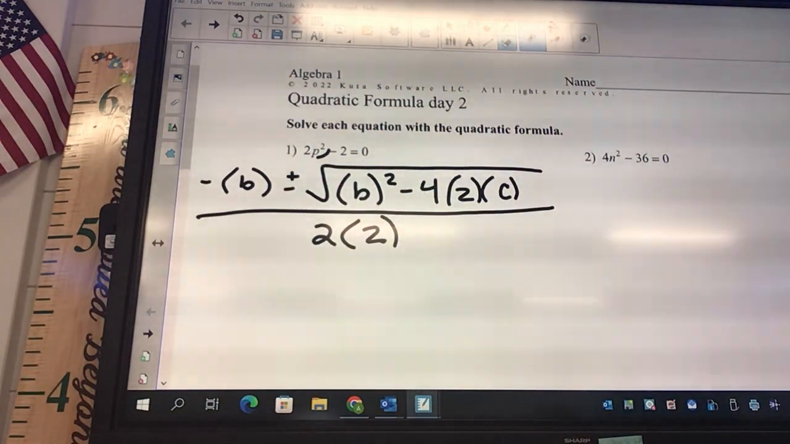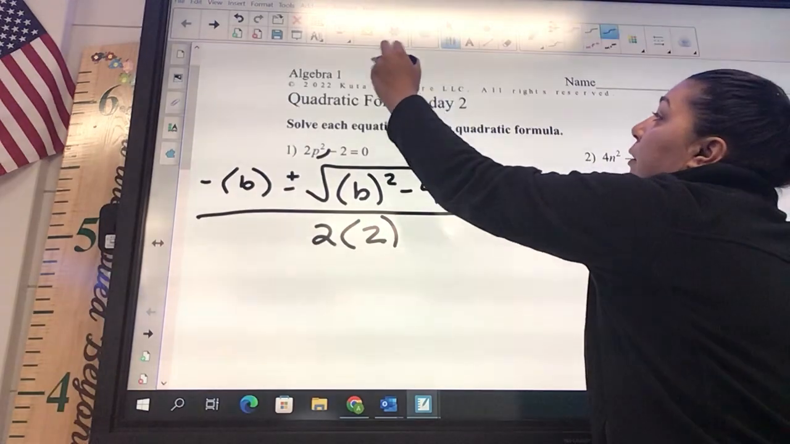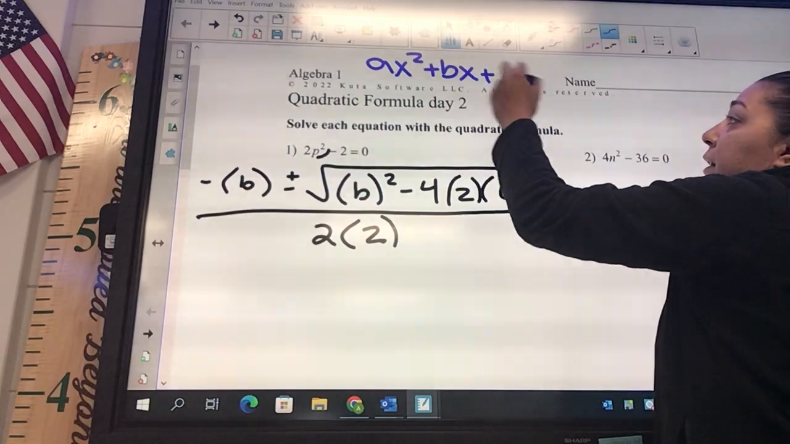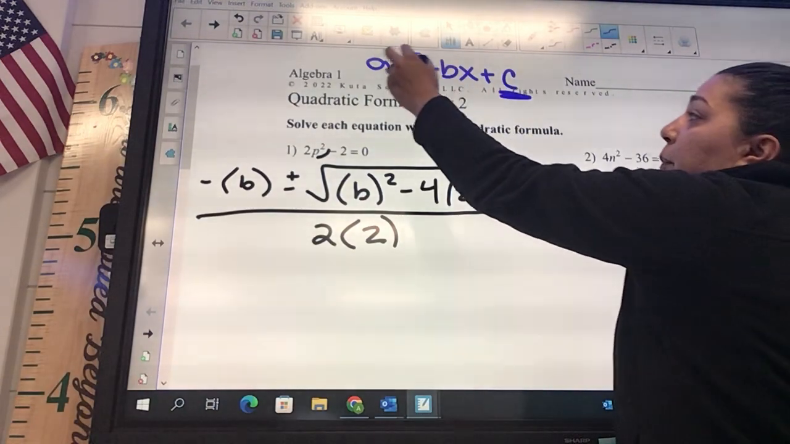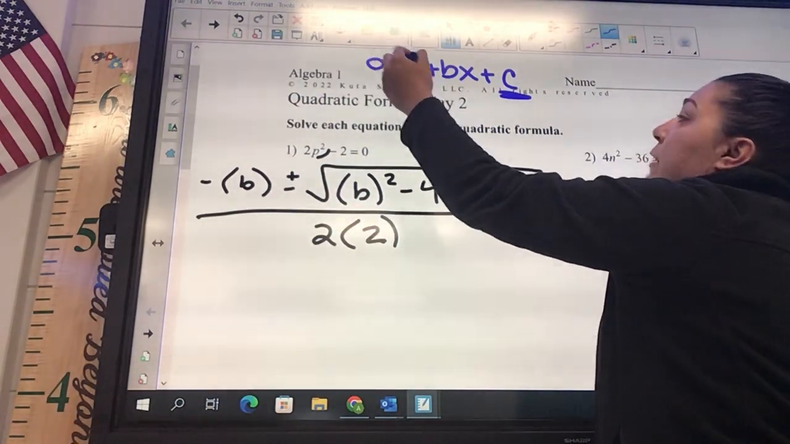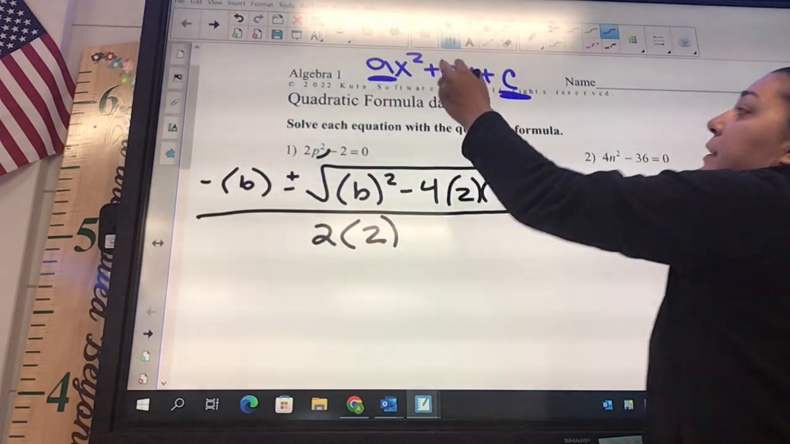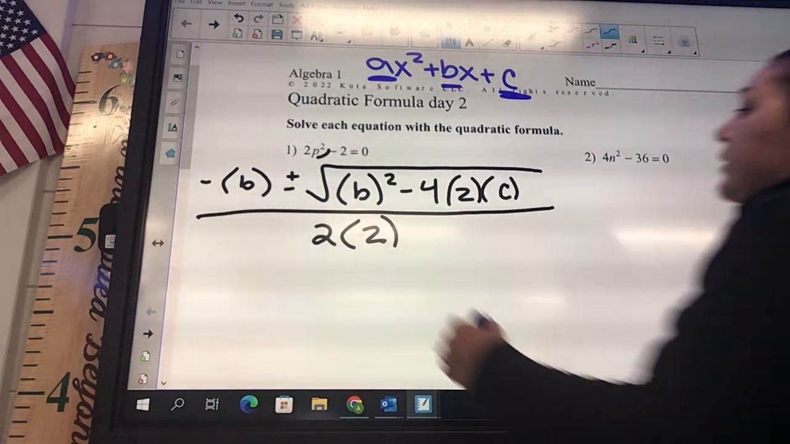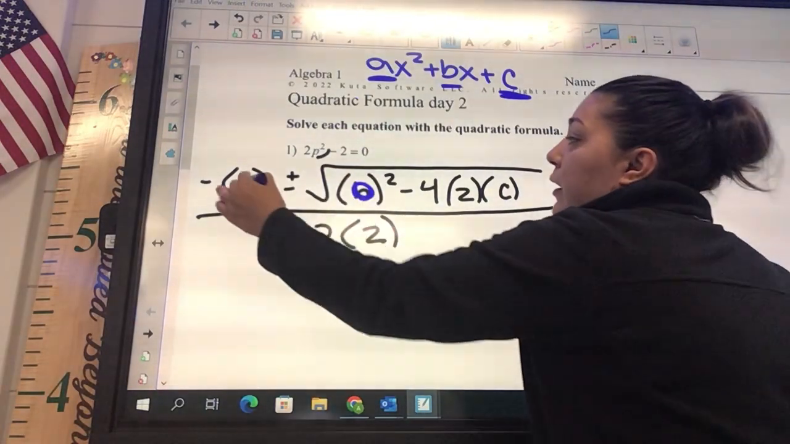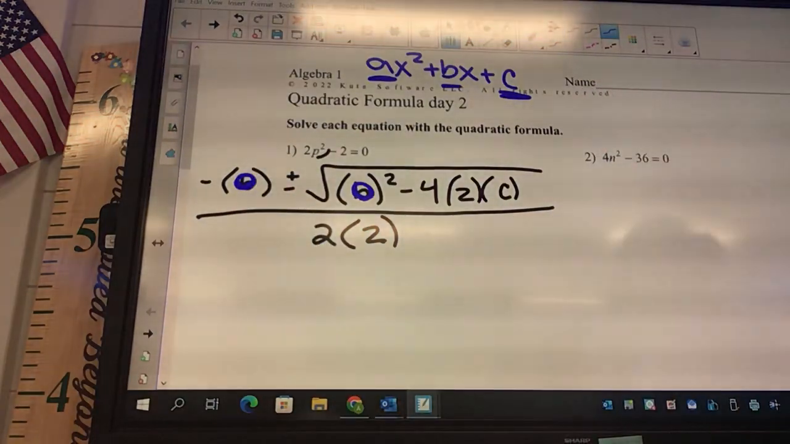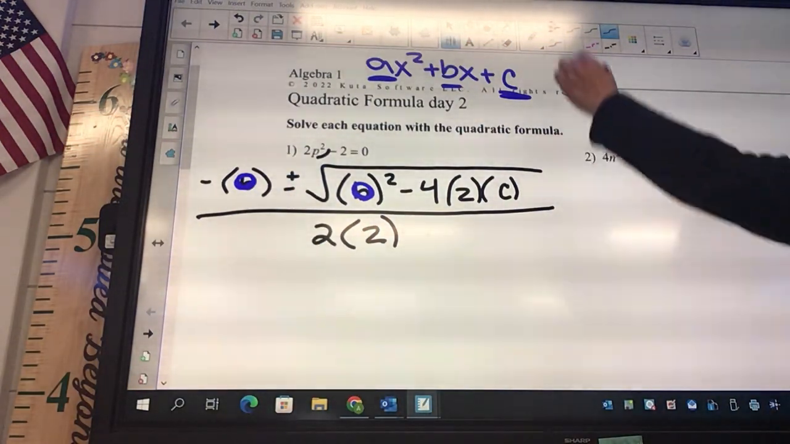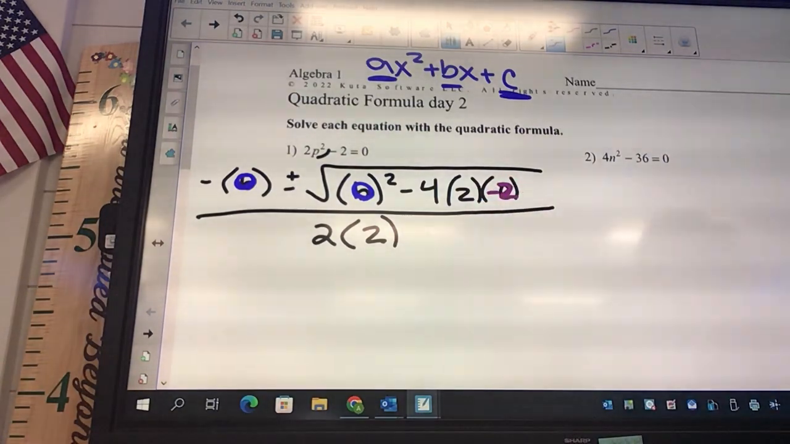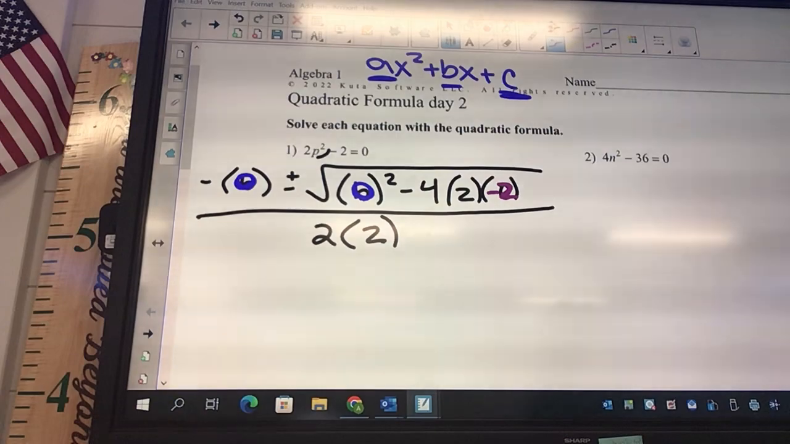The b is 0. So the formula goes ax squared plus bx plus c. So c is just a number. The piece with the x squared or p squared or whatever is the a, and the piece that has just the x attached to it is going to be the b. So in this case, our b is 0. Okay, so we're going to put a 0 here. And then our c is going to be what? Negative 2. Okay, so we got negative 2 right there. Okay, and now it's ready to be typed in.